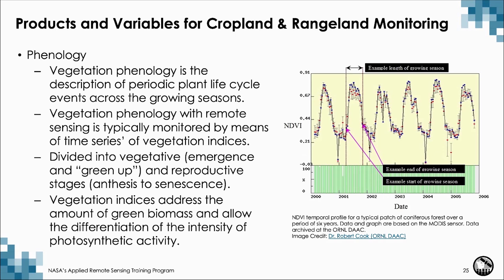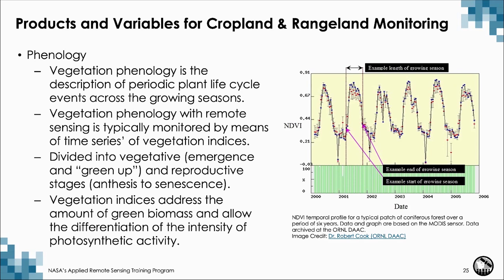Vegetation phenology is the description of periodic plant life cycle events across the growing season. Phenology is not a new science. The Chinese are accredited with keeping the first written phenological records, which date back to nearly 1000 BC. In Japan, accounts of when cherry tree blossoms were at their peak each year have been maintained for the past 12 centuries. What is new is the application of satellite sensors to track phenological events.